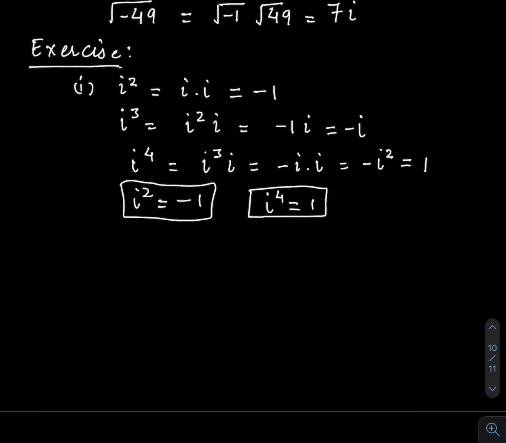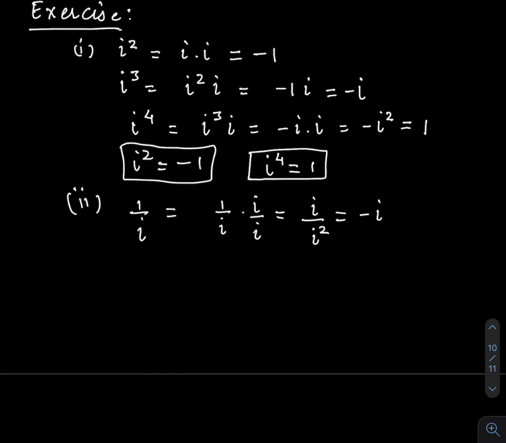What is 1 over i? These are actually all the exercises in your notes. If we want to calculate 1 over i, we can multiply and divide by i. We multiply by i, we divide by i, so we get i over i squared. i squared is -1, so it's equal to -i. So 1 over i is equal to -i.